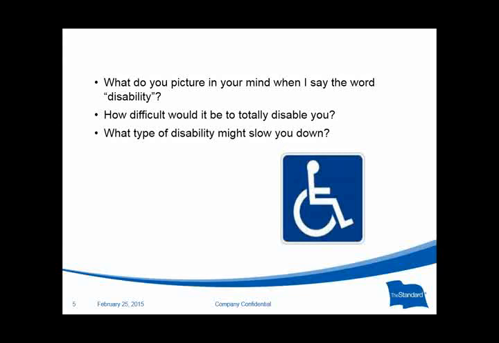You could probably still work if you were blind, as long as you're not a bus driver. You could probably still work if you lost your hearing. If you're a salesperson, we don't listen anyway. But we would still pay you because that's a catastrophic disability, and it may shock you to realize that less than 1% of all disabilities fall into this category. So what you pictured in your mind is less than 1% of what really happens.